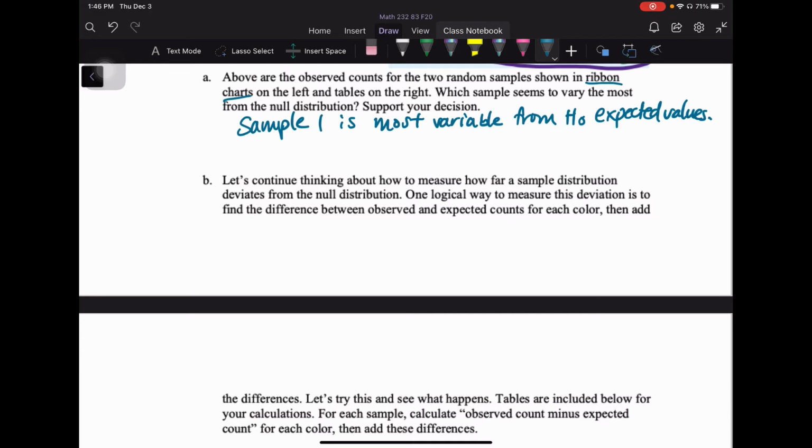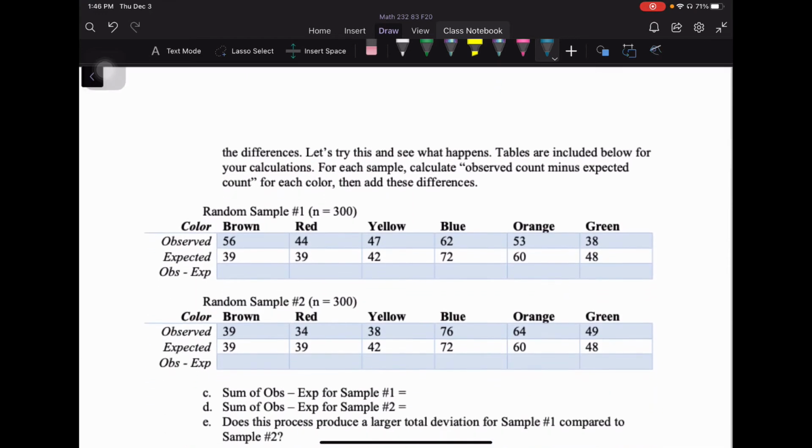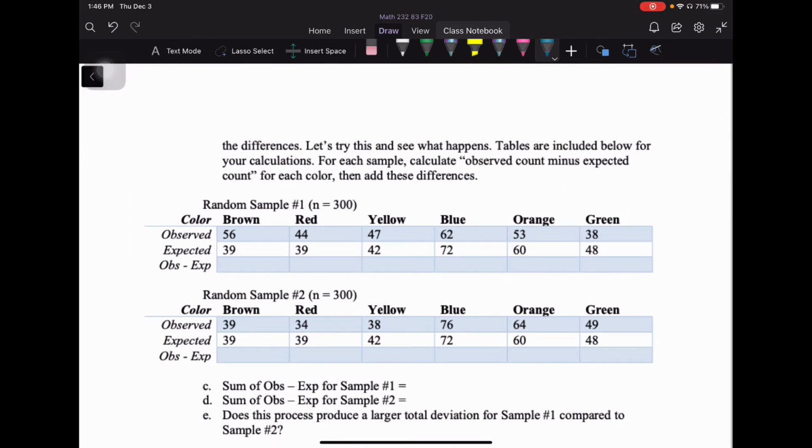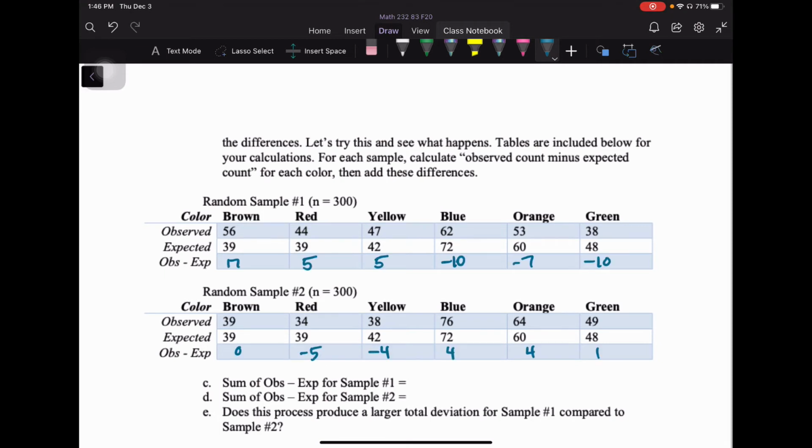Let's calculate the differences and see what happens. We're going to first calculate, and then we're going to add up these differences and see which one has a larger difference. So I want you to do the observed value minus the expected value, and write that in the third row. Come back when you're ready. Okay, I have my differences here.